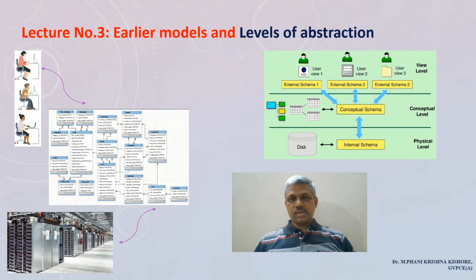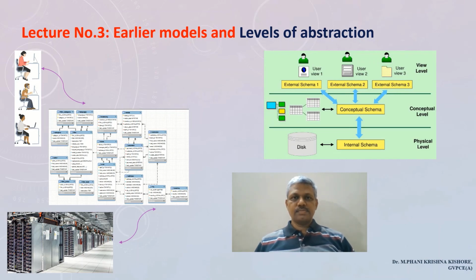Again, the end user is unaware of where data is actually located. Even if I change the physical location of the data storage, the end user should be unaware of it. That is called the physical independence of the DBMS. So this is how we can visualize all three levels, and this is called the levels of abstraction of the database management system.